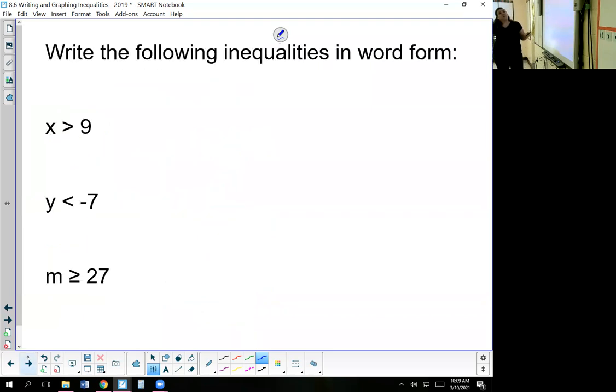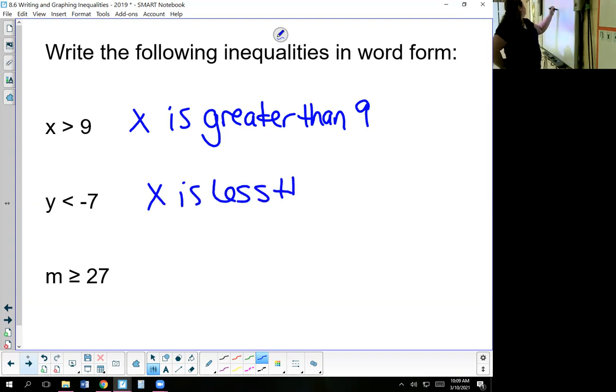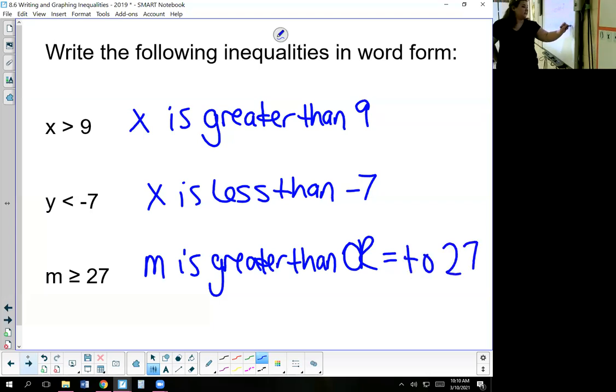So if I was going to write the following in words, obviously make sure you know what these symbols mean. So this, I would say x is greater than 9, or I could say more than. This one would be x is less than -7. And then this is m is greater than, but since that line's underneath, we said that means or equal, I should write out the word equal, but you get the idea, equal to 27. So again, make sure you know how to read these appropriately, okay?